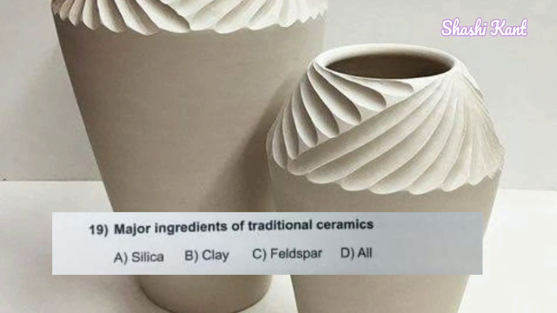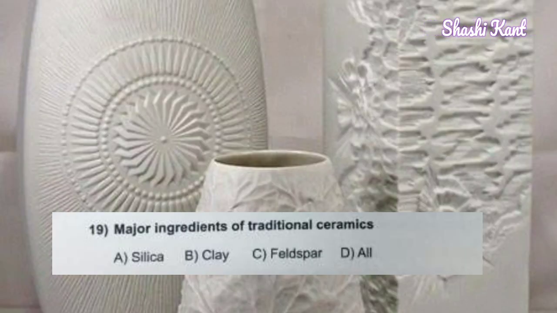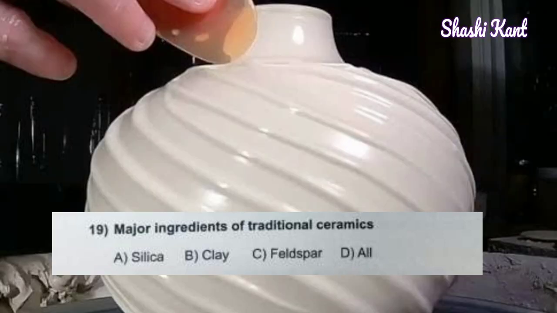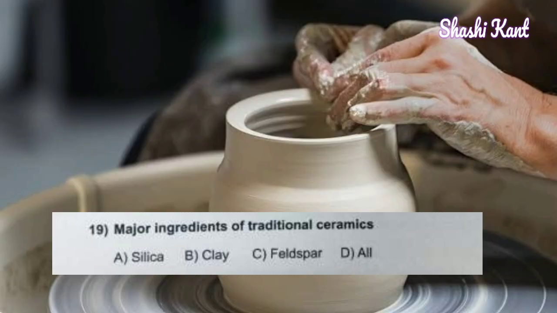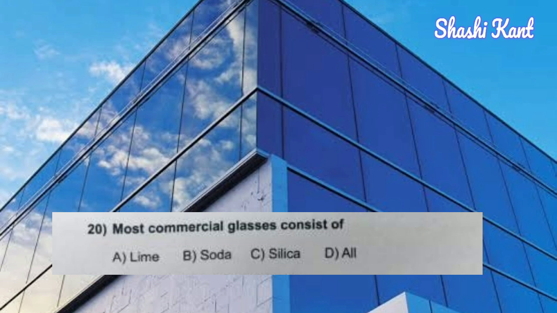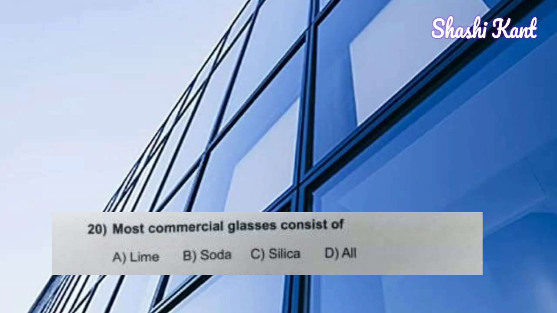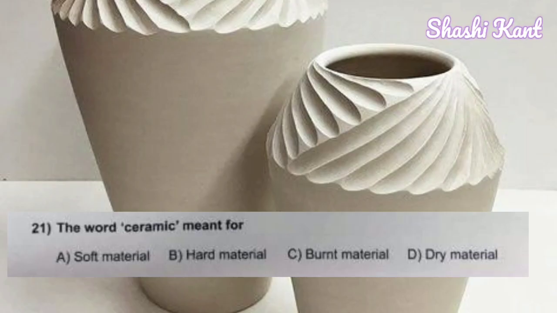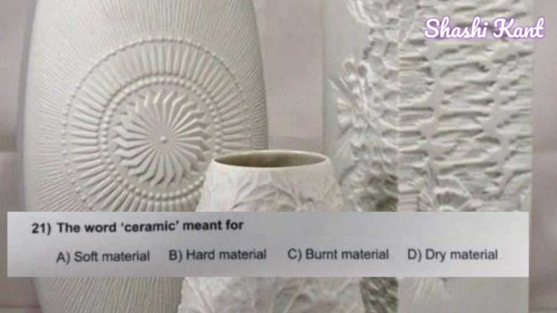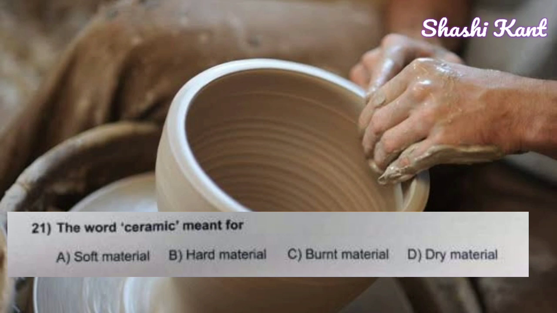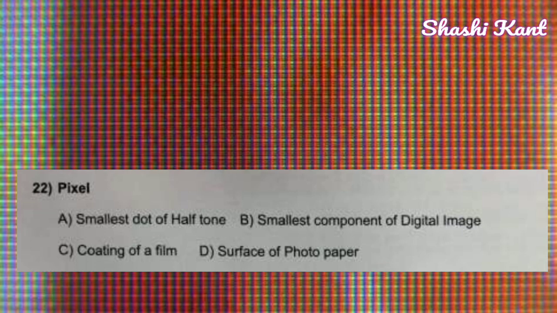Jute. Question number 19. Ingredients of traditional ceramics. Options are A. Silica, B. Clay, C. Feldspar, D. All. And the correct answer is D. All. Question number 20. Most commercial glasses consist of A. Lime, B. Soda, C. Silica, D. All. And the correct answer is D. All. Question number 21. The word ceramic meant for A. Solid material, B. Hard material, C. Burnt material, D. Dry material. And the correct answer is C. Burnt material. Question number 22. Pixel. Options are A.